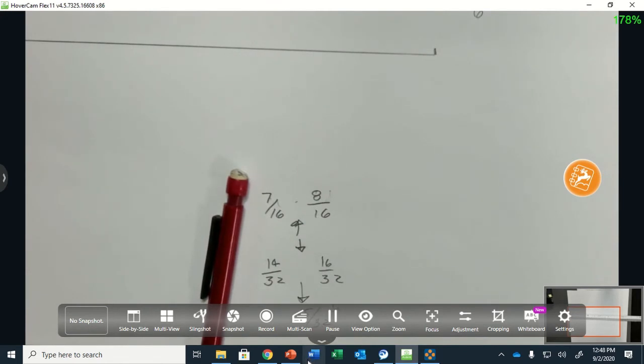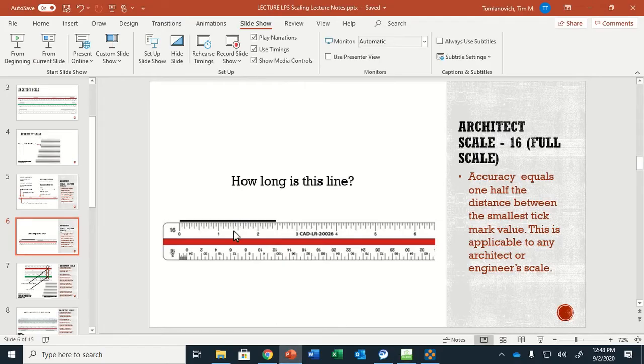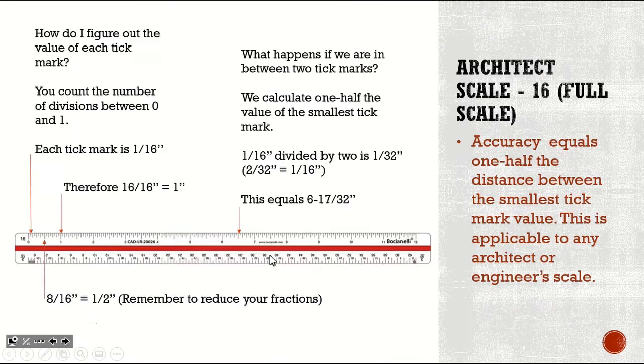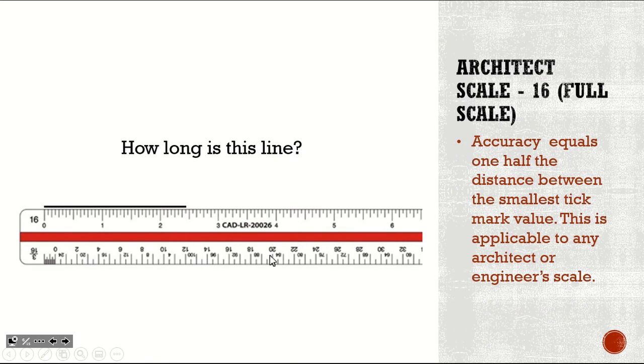Okay, so go back to the slide, right? So we have 15 thirty-seconds of an inch, okay? And we have 2 and 15 thirty-seconds of an inch, okay? So that's what that one is. Okay? All right.